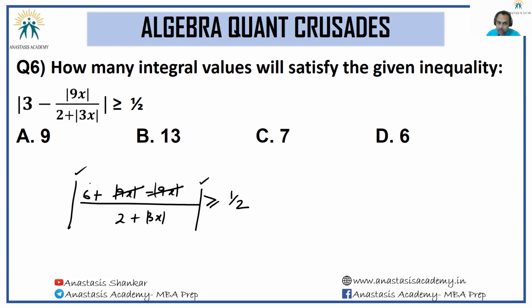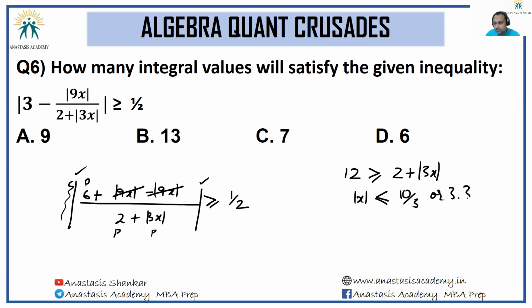Why is this external mod useless? The numerator is positive, 2 is positive, 3x is positive. Everything is positive only. So positive by positive is going to be positive only. So I don't really need these external mods. I can happily turn it to 12 is greater than or equal to 2 plus 3x mod, or x mod is less than 10 by 3 or 3.33.